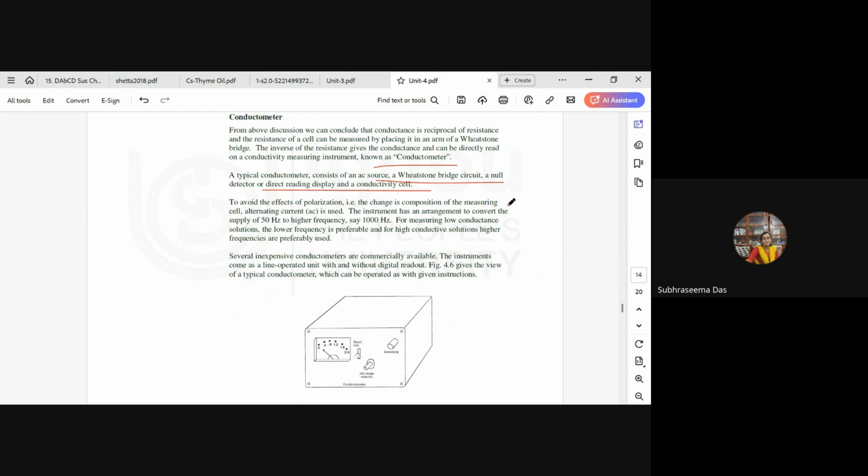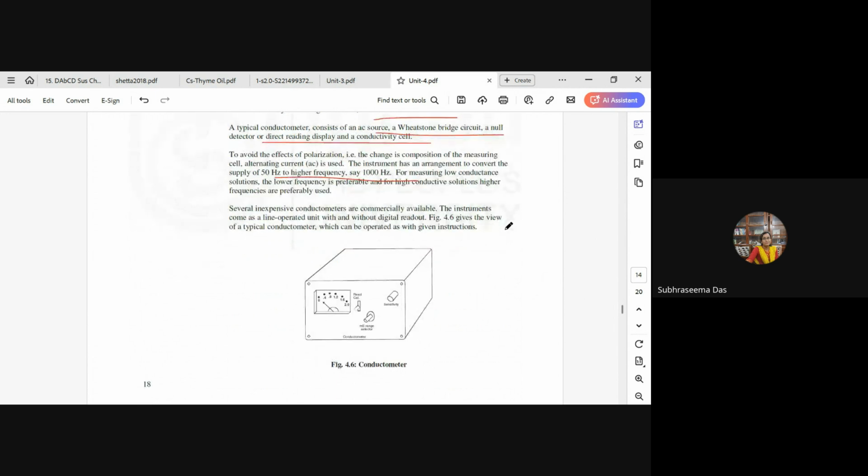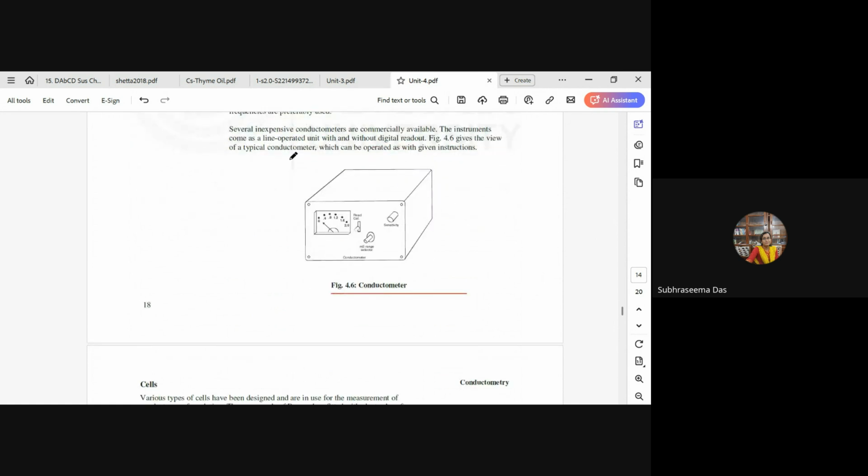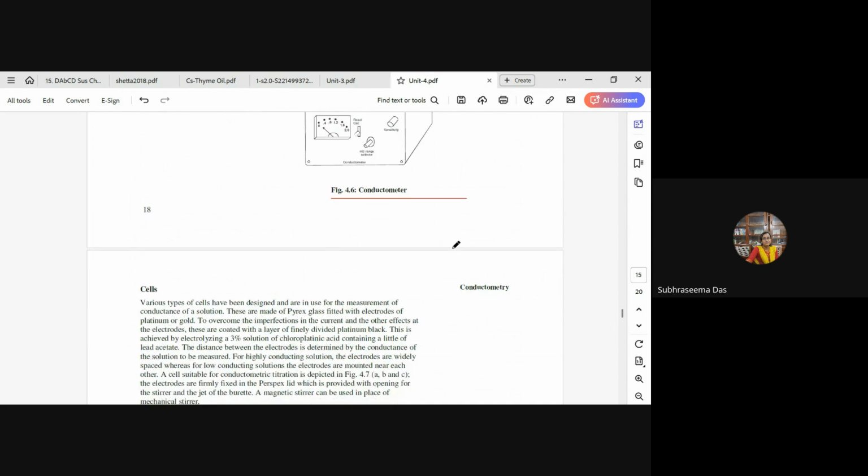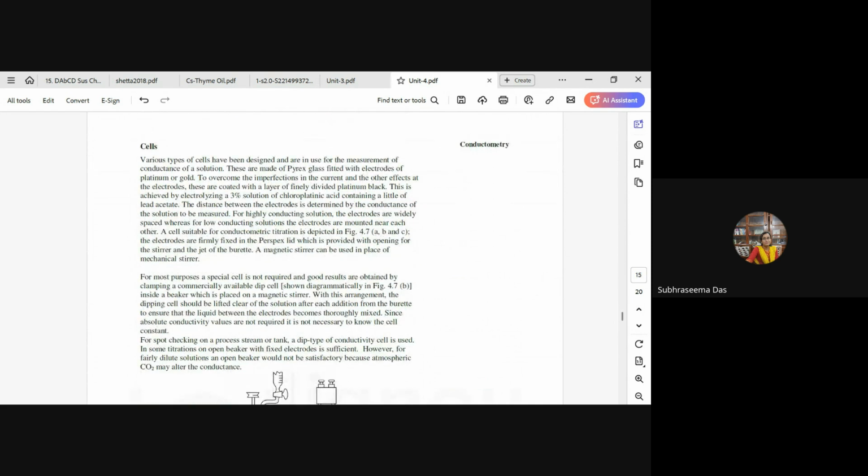The instrument has an arrangement to cover the supply of 50 Hz to 1000 Hz. When we want to measure low conductance, a lower frequency is preferred. Several inexpensive conductometers are commercially available. The instruments come as a line operated unit with and without digital readout. Figure 4.6 shows a typical conductometer which can be operated with given instructions. Then coming to cells. Various types of cells have been designed and are in use for the measurement of the conductance.